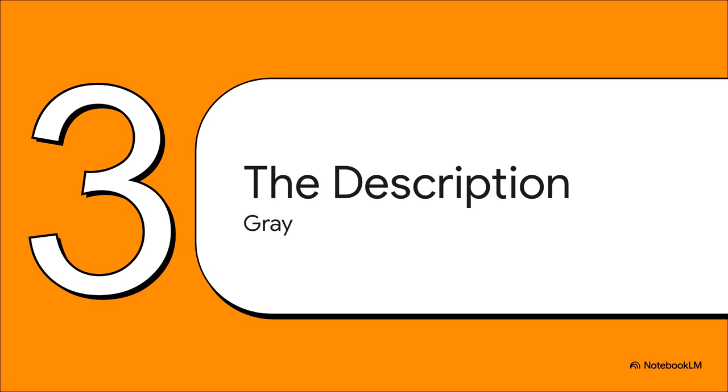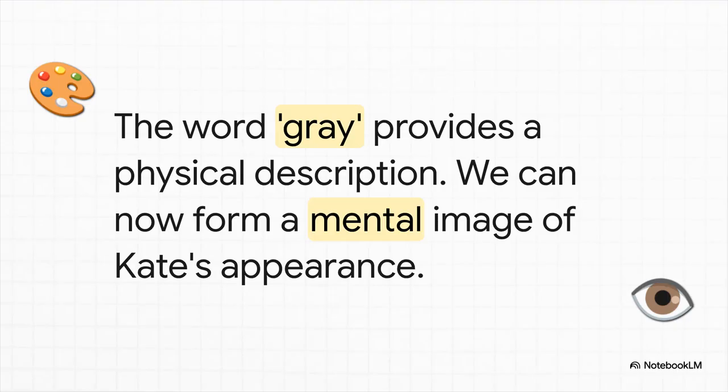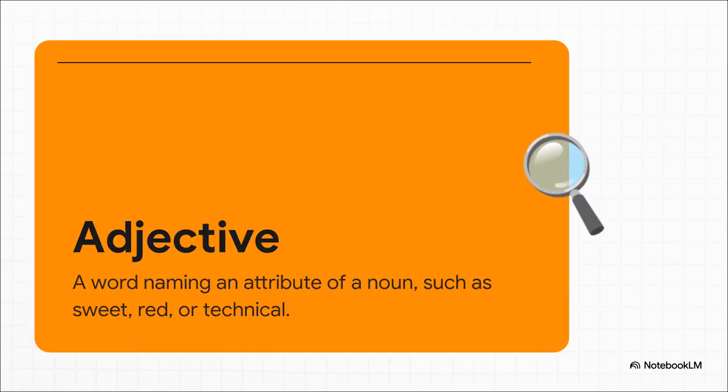source text gives us one more layer of detail, a physical attribute. The word gray moves us from just her identity into an actual physical description. It gives us a visual. It allows us to start forming a mental image, right? Kate isn't just any cat, she is specifically a gray cat. Gray here is acting as an adjective, and an adjective's whole job is just to describe a noun. So its purpose here is super simple, to describe the cat, giving us that final crucial detail about Kate's appearance and, well, completing the phrase.